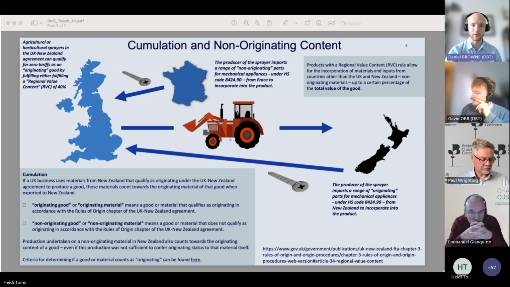So to start with, an RVC. What is an RVC?